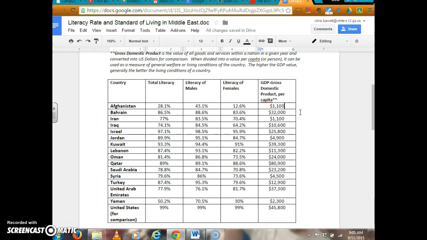Let's compare that with Israel. So when we look at Israel's literacy rate at 97.1, their GDP per person is $25,800. Okay, so then let's compare that with Qatar. Qatar, a very wealthy, oil-rich country, 89% literacy rate, but look at their GDP per capita. Very small country, much less population than everywhere else, and we have an $80,900 GDP per capita.